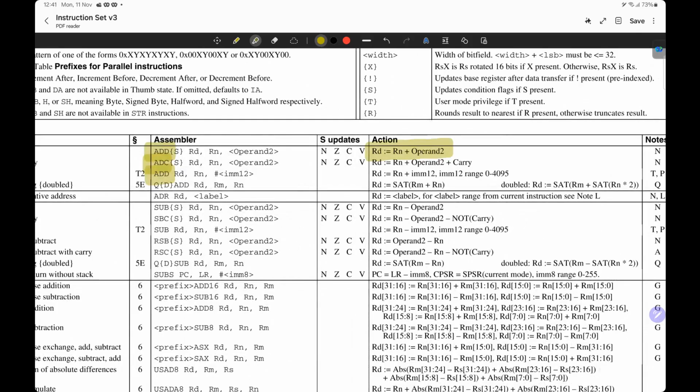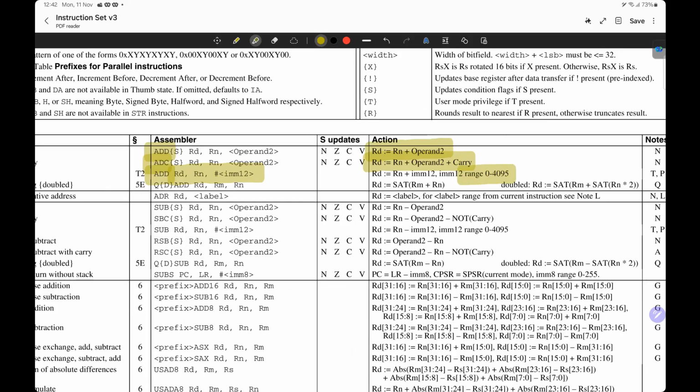For ADC, Rd equals Rn plus operand 2 plus the carry. Meanwhile, for the second ADD, Rd equals Rn plus the immediate number. This is the immediate number. If it says immediate 12, it means the range of the immediate number is from bit 0 until bit 12, so the range is from 0 to 4095.